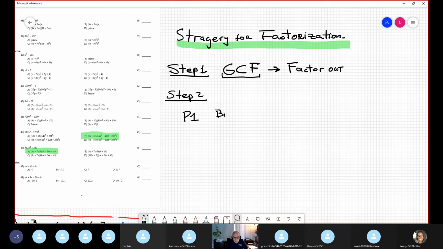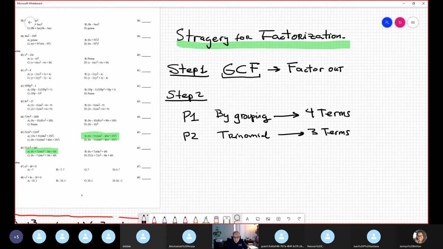factor by grouping. And how do you know it is grouping? Well, because the clue is 4 terms. You see 1, 2, 3, 4 terms. Oh, grouping. I try. Possibility number two, trinomial. How do you know it is trinomial? Oh, 3 terms.